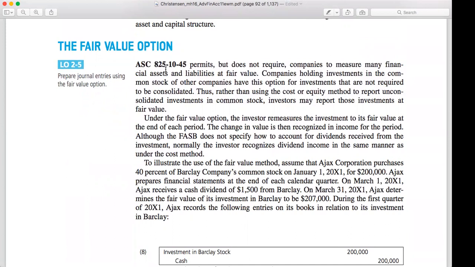So this is, yeah, okay. All right, so this is ASC. In Indonesia, there is PSAK that also focuses on this one, right? Okay, so let's have a look at this one. Companies may measure many financial assets and liabilities at fair value. So there are certain situations stated there. Okay.